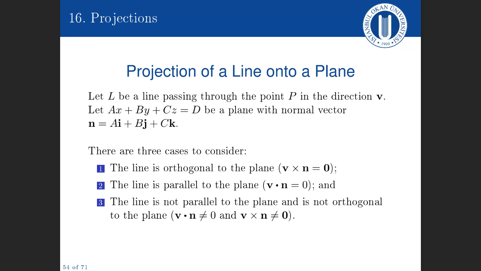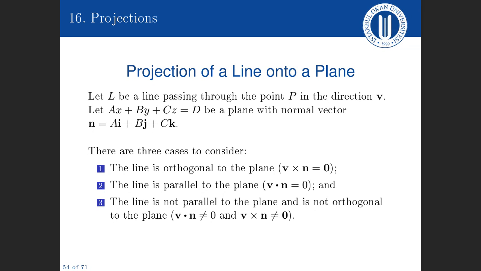The next idea is the projection of a line onto a plane. Let's suppose we have a line passing through the point P in the direction v, and let's suppose we have a plane with normal vector n. Then there are 3 cases that we need to consider.